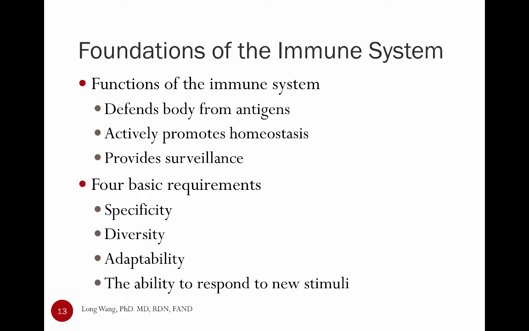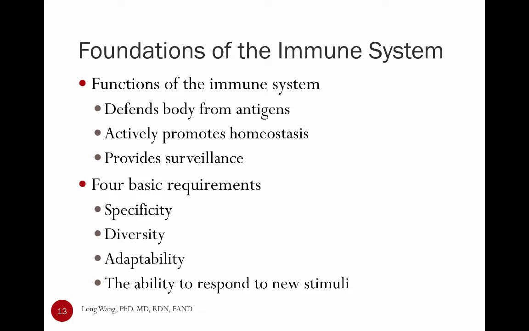So now that we have talked about the types of injury, mechanism of injury, overall reaction to injury and natural resistance, we are moving on to the immune system. The functions of the immune system are many, but overall it's to defend our body from antigens. We'll talk about what antigens are. And by doing that, it actively promotes homeostasis. Our body's internal environment will remain relatively stable.